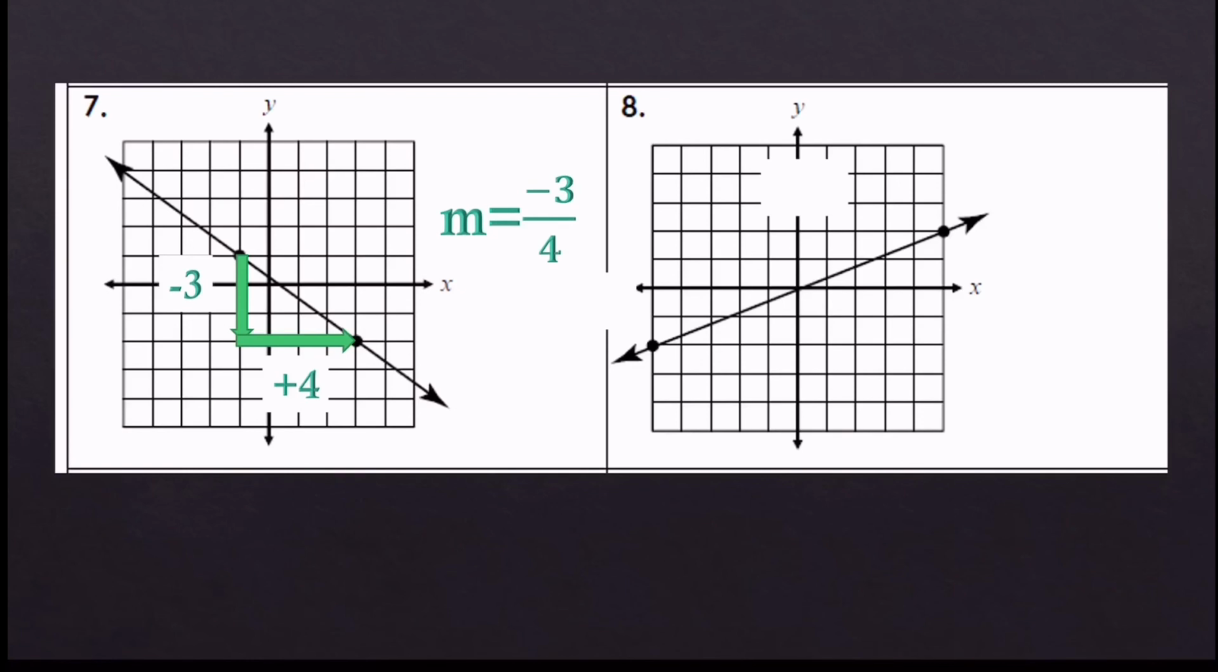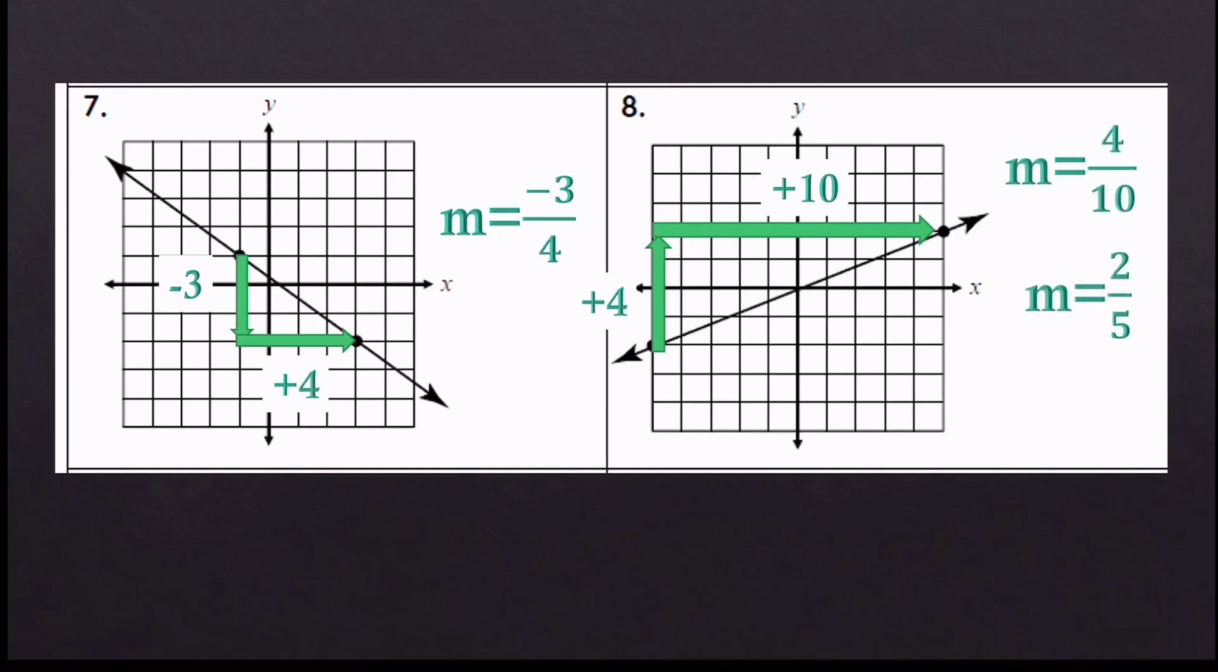So let's go look here. I'm going to start at this point, and I'm going to go up 4. Then I need to run 10. So when I write m equals, my rise always goes on top, okay? And my run always goes on the bottom. But those are 2 even numbers. I can simplify them to 2/5, and that's what you need to do.